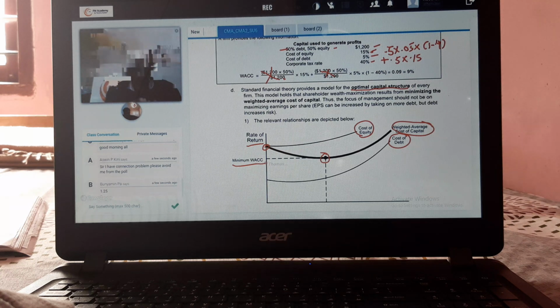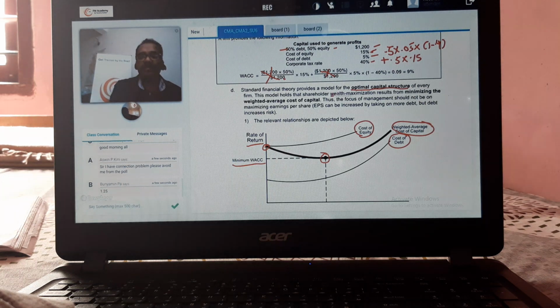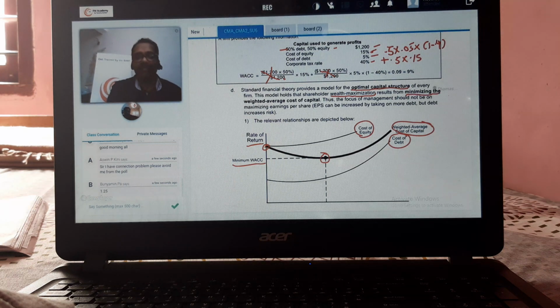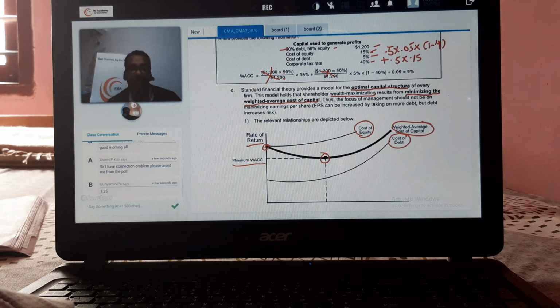If your cost of capital is the minimum, the value of the firm is maximum. This is the capital structure point which gives the maximum value for the shareholders. How do you get the maximum value? By minimizing the WACC. Your rate is lower. When the rate is lower, the value is up, right? Your discount factor is lower.